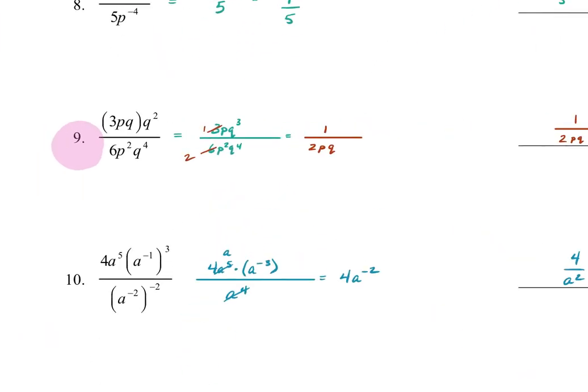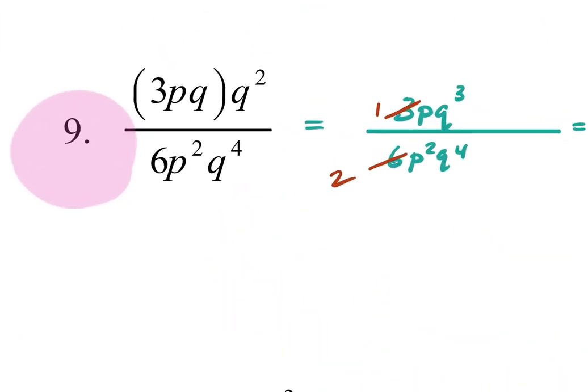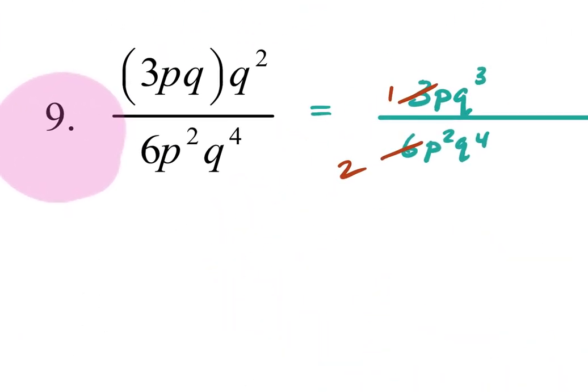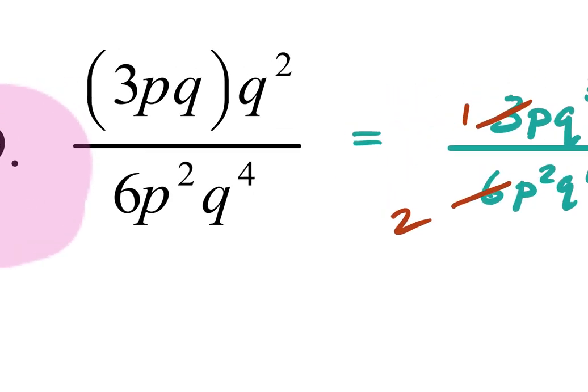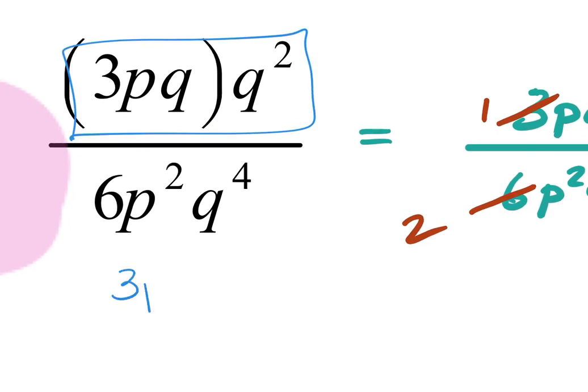Okay, number 9. 3pq times q squared over 6p squared q to the fourth. So the first thing I'm going to do is combine by multiplying in the top. I'd get 3p to the first, q to the first times q to the second is q to the third over 6p squared q to the fourth.